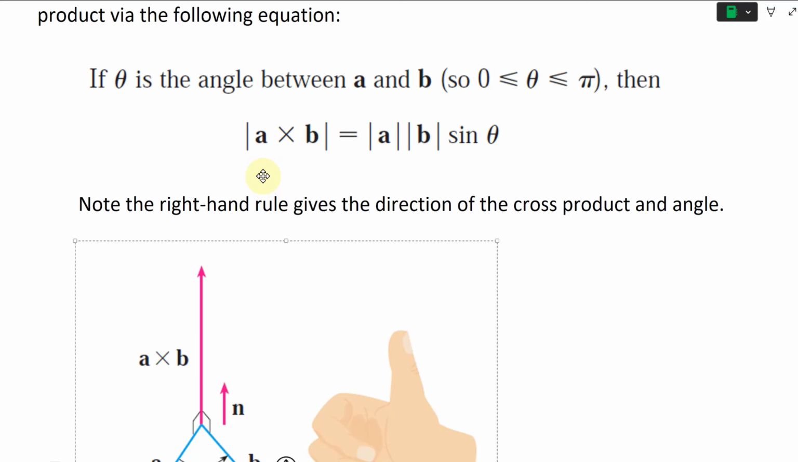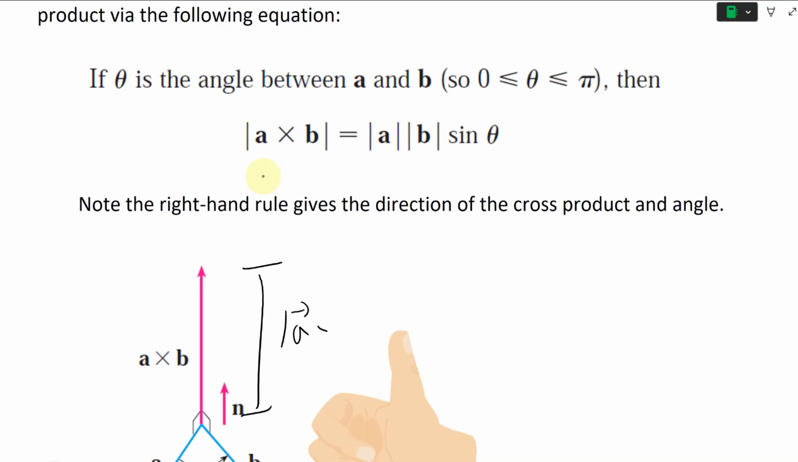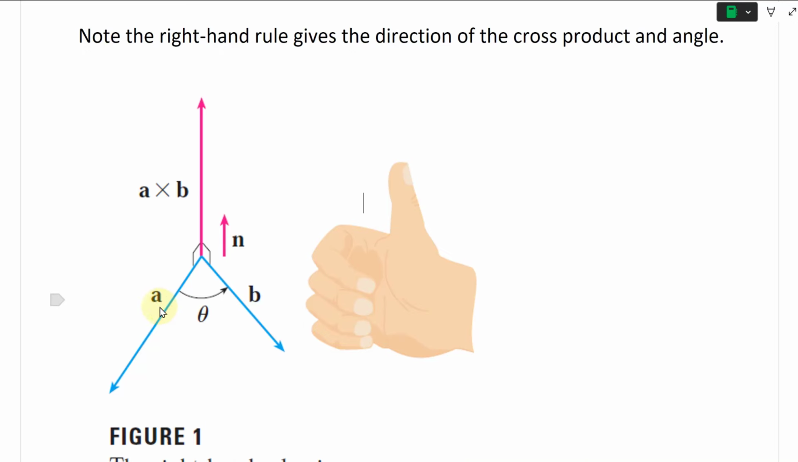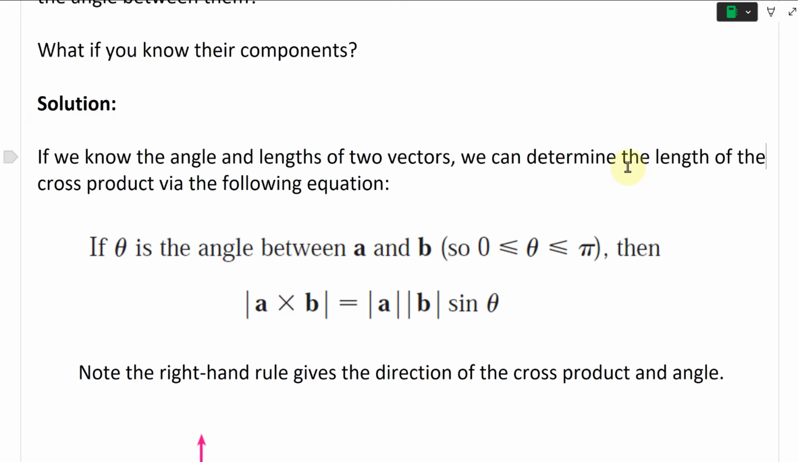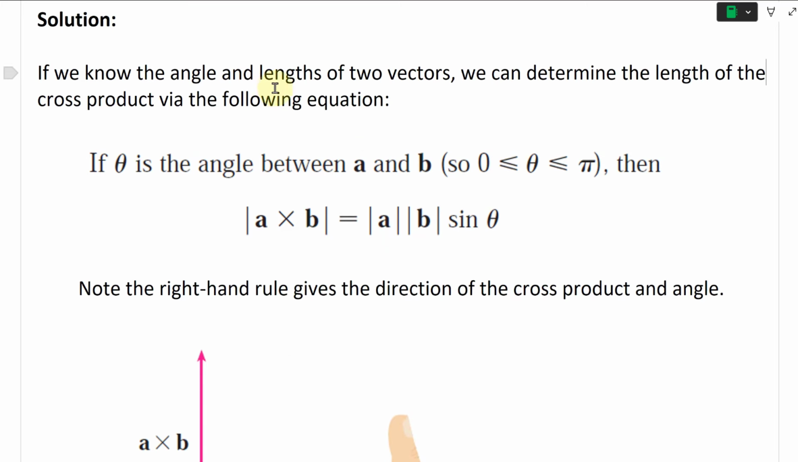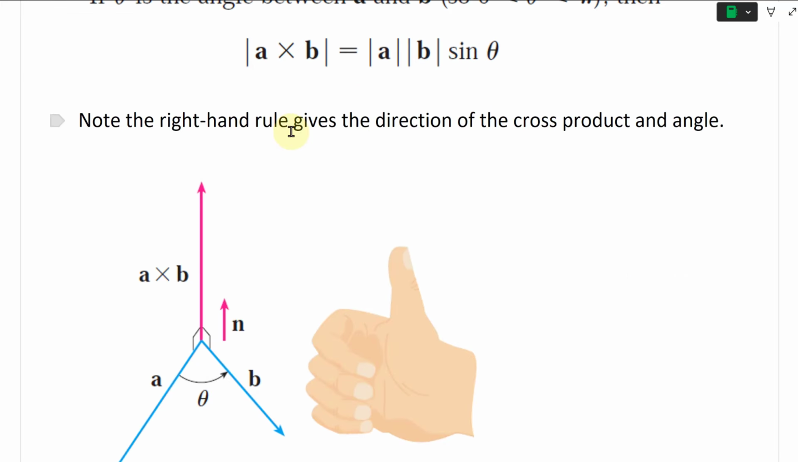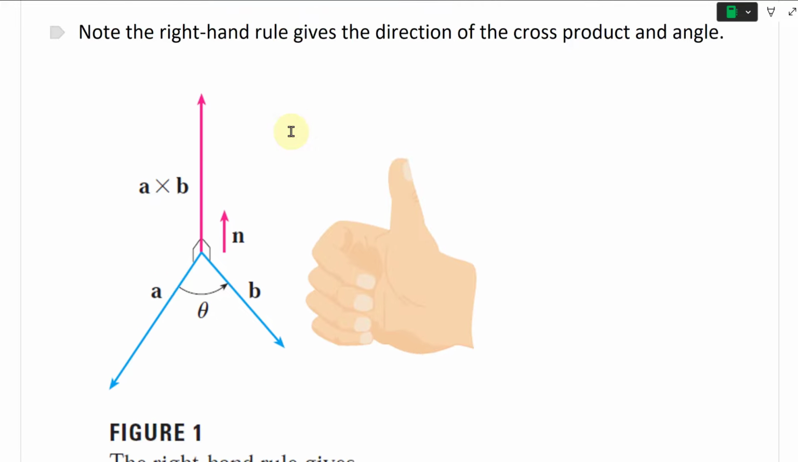So we can determine the actual length using this formula, and then we can just specify that the direction is going to be perpendicular to A and B using the right-hand rule. So that's pretty much what we can give there. Let me clarify this: if we know the angle and length of two vectors, we can determine the length of the cross product via the following equation. And note the right-hand rule gives the direction of the cross product.